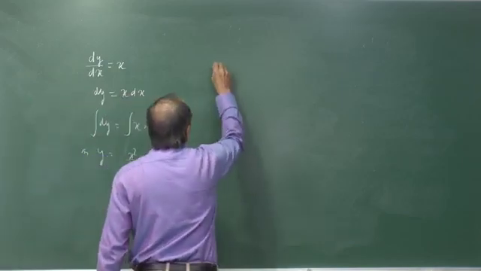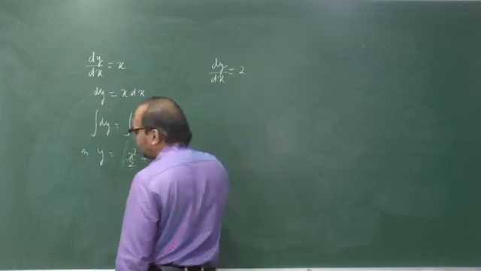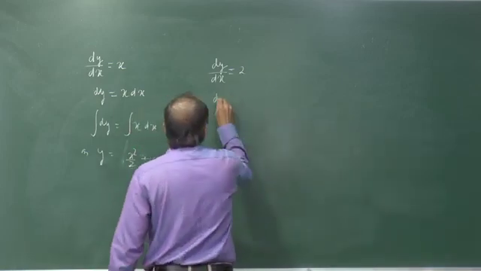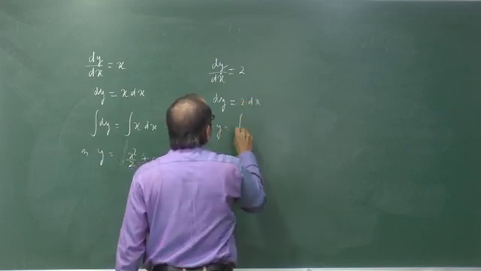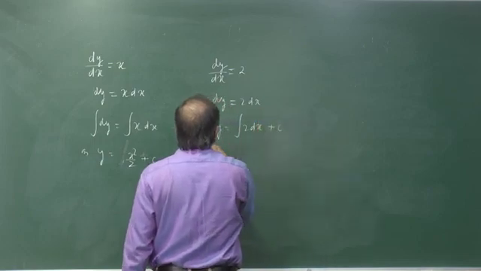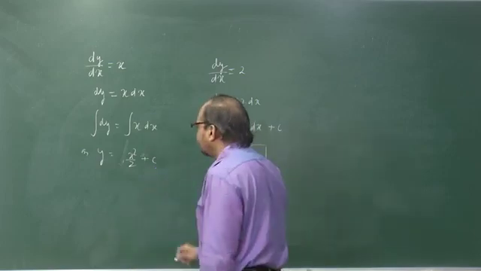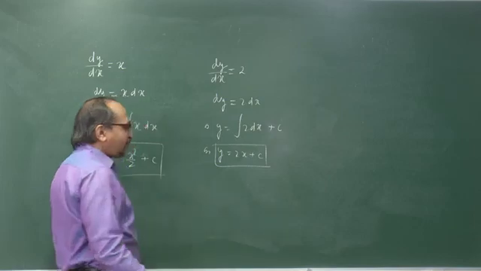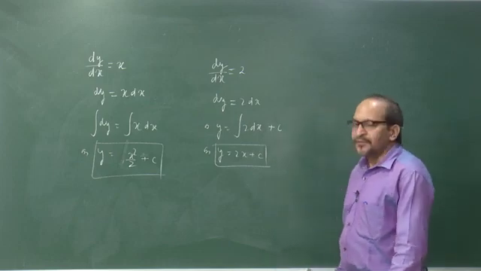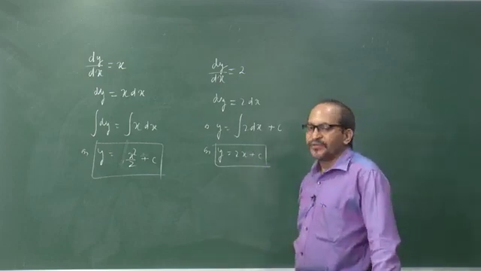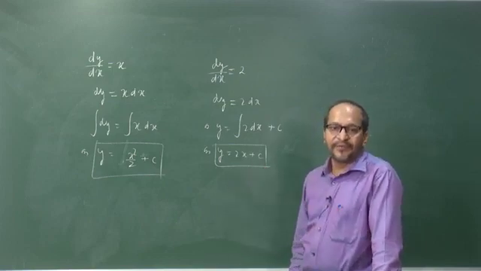Suppose I say dy by dx is equal to 2, I put in a number. Then dy is equal to 2 dx, or y is equal to integration of 2 dx plus some constant c, or y is equal to 2x plus c. Here y is equal to x square by 2 plus c. This is very simple, the solution of a very simple differential equation, but why did I discuss these simple equations? Only to give a better perception about what we are going to discuss about the initial value problem.